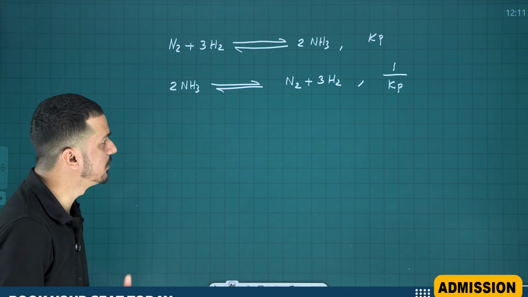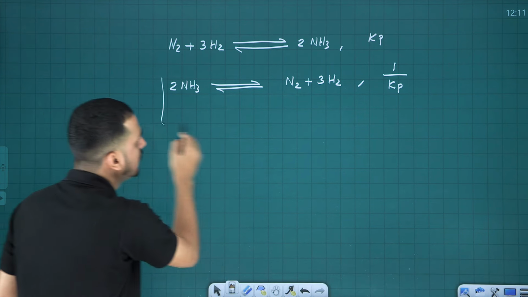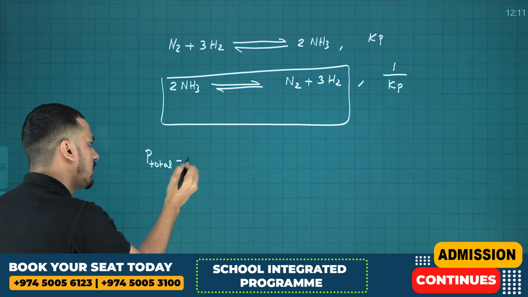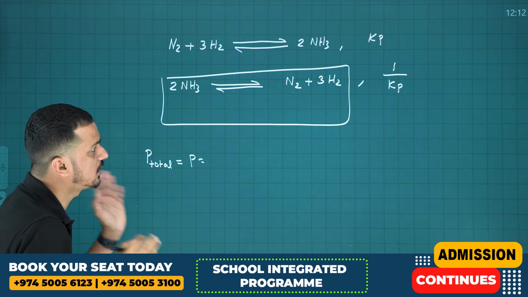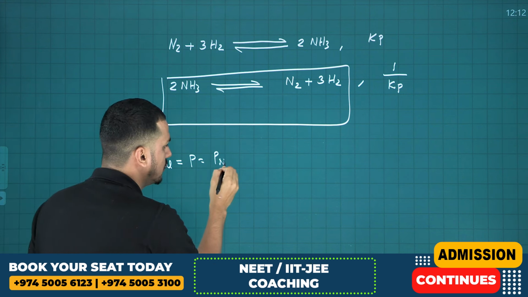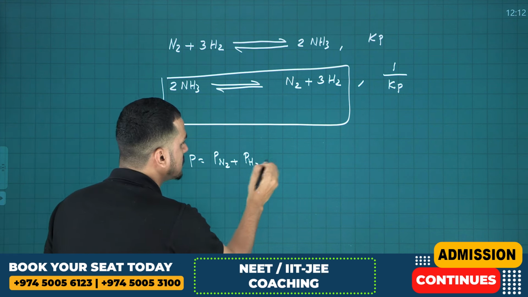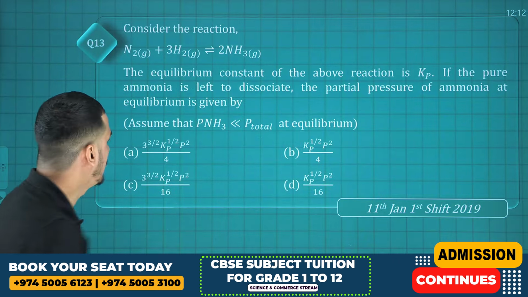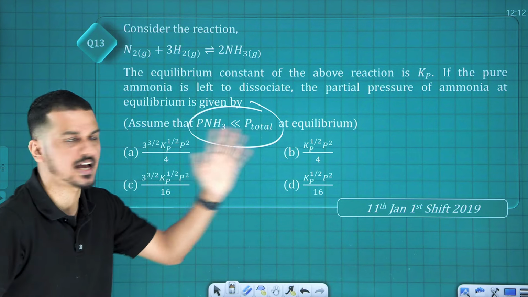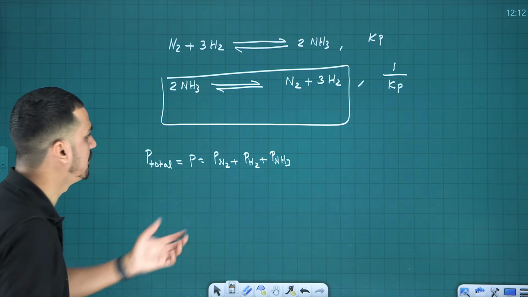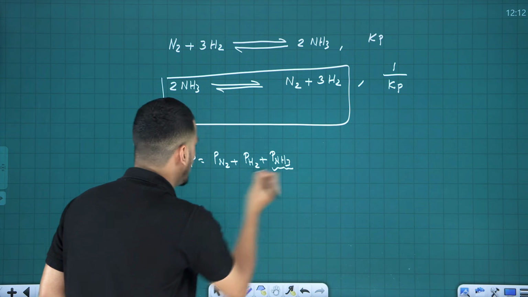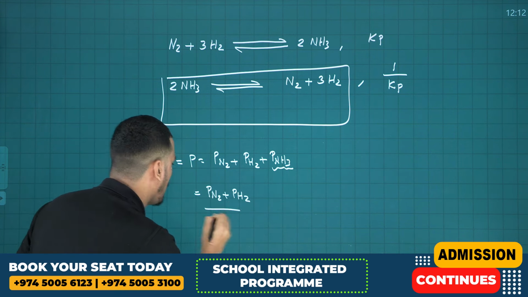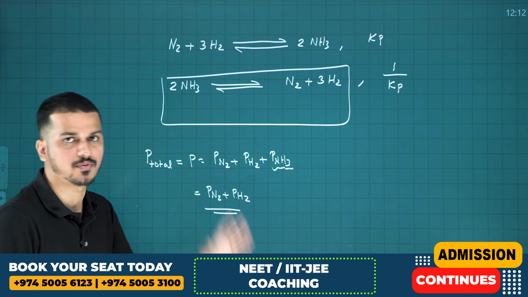Now listen to me. What's the total pressure of the system? Total pressure P total at equilibrium is equal to partial pressure of N2 plus partial pressure of H2 plus partial pressure of ammonia. But in the question they have given that partial pressure of ammonia is very much less than P total at equilibrium. So what can we eliminate here? This ammonia we can eliminate. So P total is equal to partial pressure of N2 plus partial pressure of H2 alone.